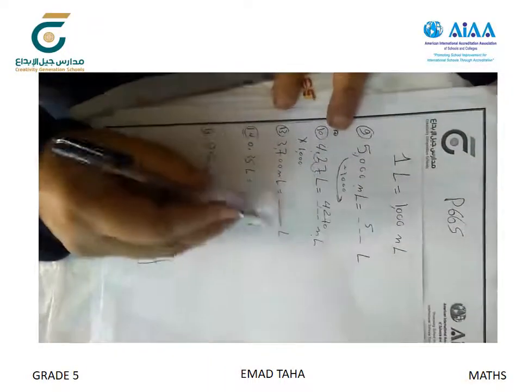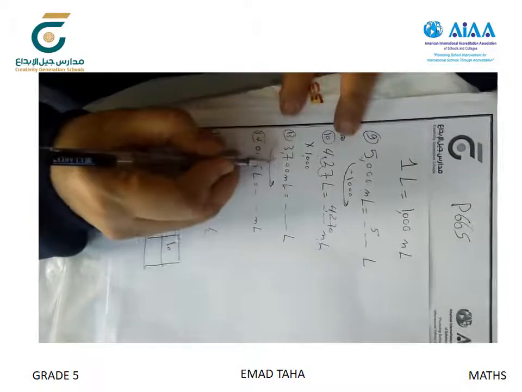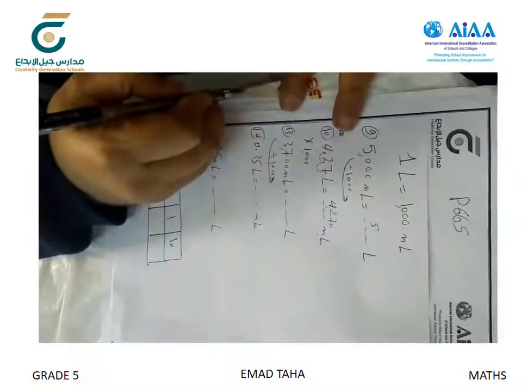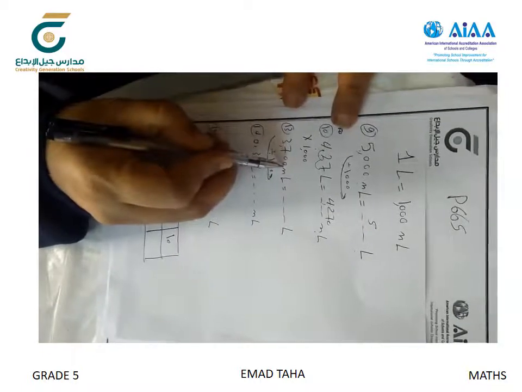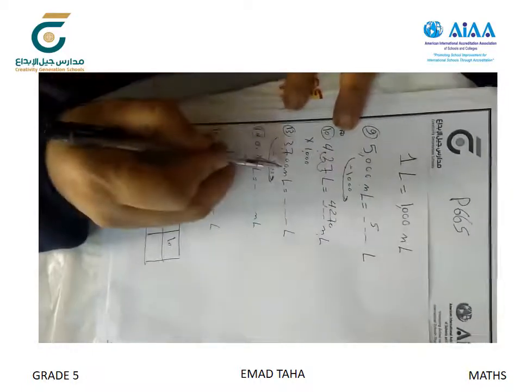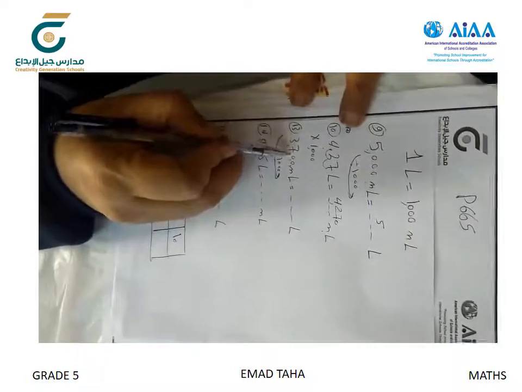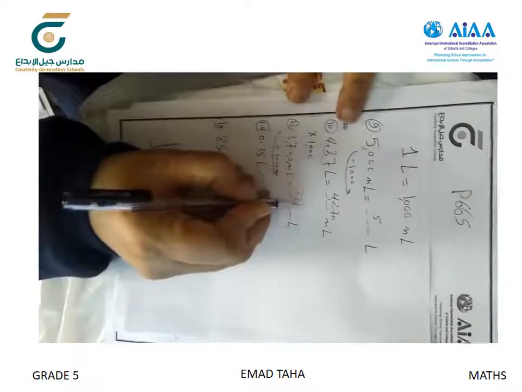3700 milliliters to liters. Yes, divide by 1000. So we move the decimal toward the left. Put a decimal at the start of the number, then move it toward the left. 1, 2, 3. It will be 3.7.